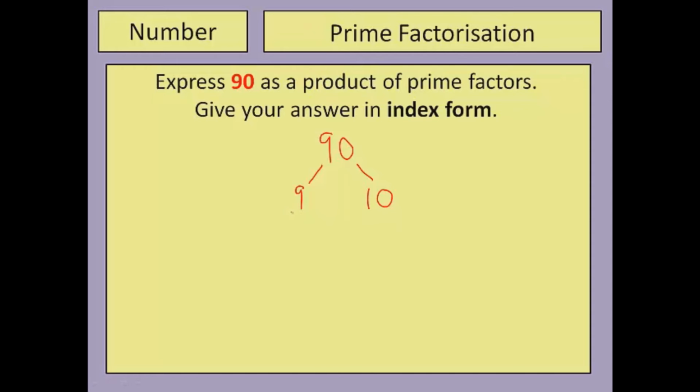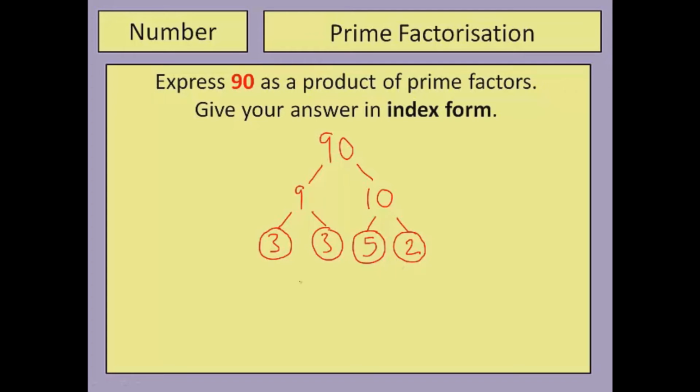So 9, could I split that up again? Well, yes, I could split that into 3 times 3. And actually 3 is a prime number. When you get to a prime number, you put a circle around it to say stop. And 3 is again a prime number, so you put a circle around it. 10, that could be split into 5 and 2. And actually again, both of these are prime numbers, so I put a circle around them to say stop. Now I've finished, because there's no more numbers to split up.